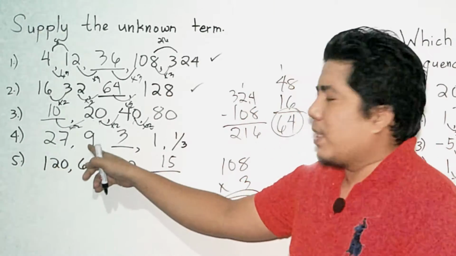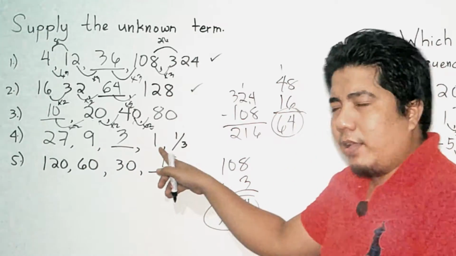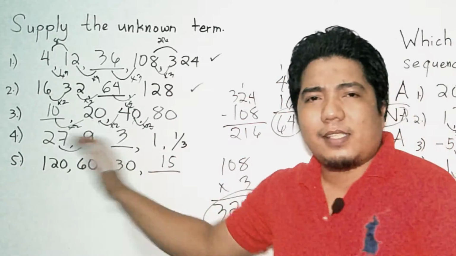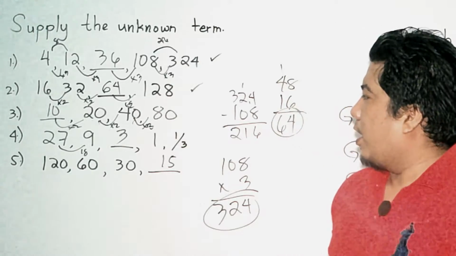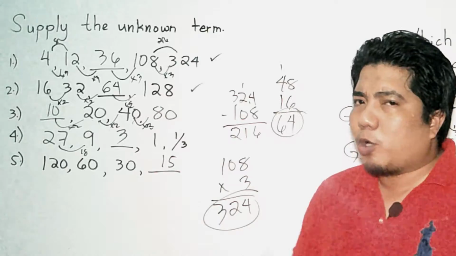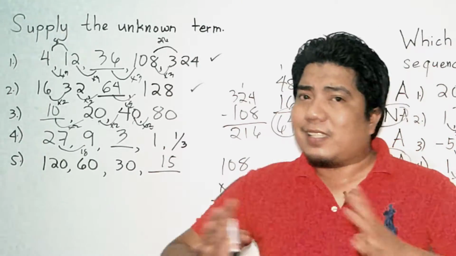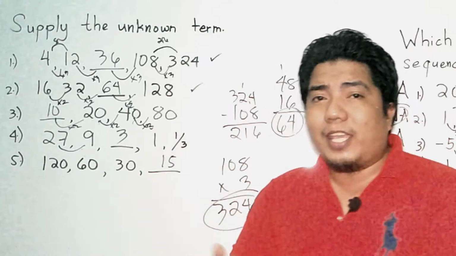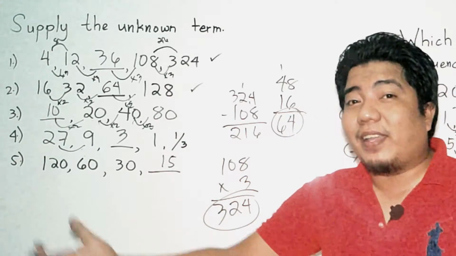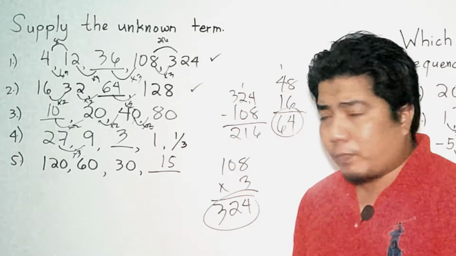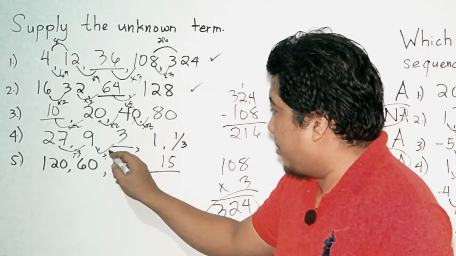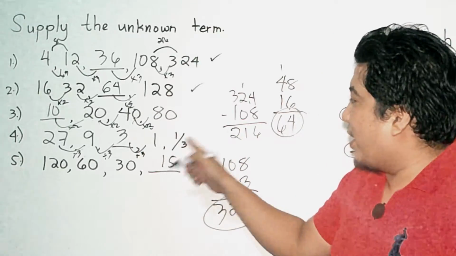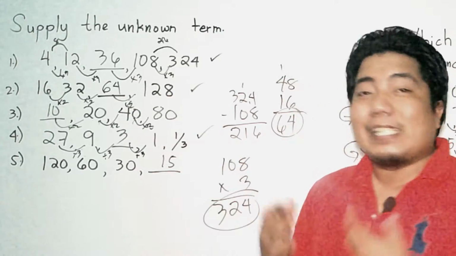Now, let us go to the fourth example. We have 27, then 9, then unknown, then 1, then 1/3. We all know that this is decreasing. What happened here? The difference is 18, but we cannot say the difference is 18 because 1 minus 9 is negative 8, so it is not a common difference that we are considering here. Let us ask ourselves, what happened to 27? Why did it become 9? The answer is, it was divided by 3. 27 divided by 3 is 9. We follow the pattern: 9 divided by 3 is 3, 3 divided by 3 is 1, and 1 divided by 3 is 1/3. So this pattern is now completed.